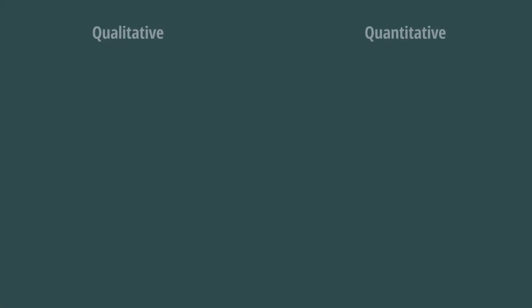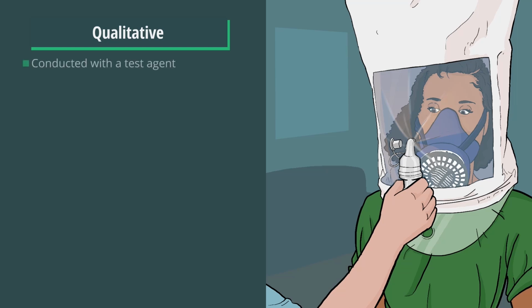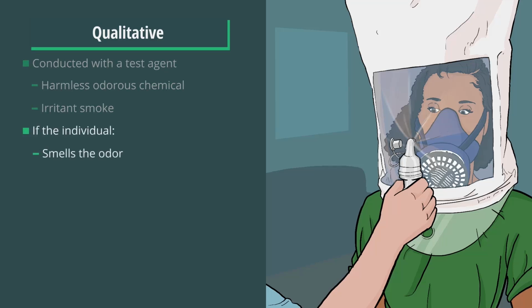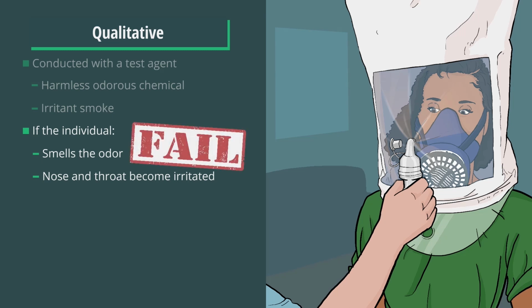There are two types of fit tests: qualitative and quantitative. A qualitative fit test is conducted with a test agent such as a harmless odorous chemical or an irritant smoke. During this test, the individual is exposed to the test agent, usually in a special tent, while wearing a specific respirator. If the individual smells the odor or if the nose and throat become irritated, the respiratory mask has failed the test. Another mask size is then worn and tested again until no odor or irritation is detected and a satisfactory respiratory mask has been determined.